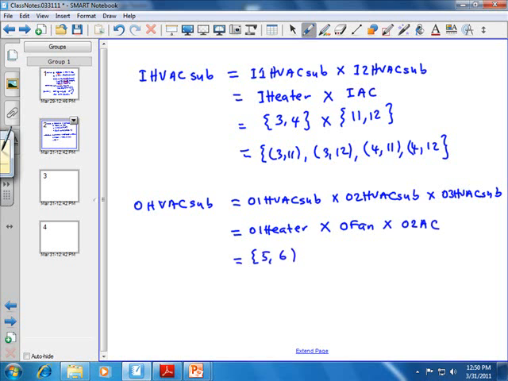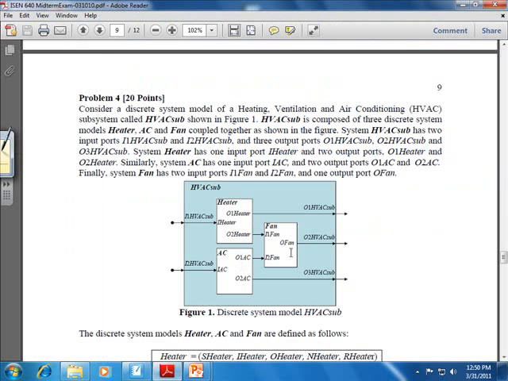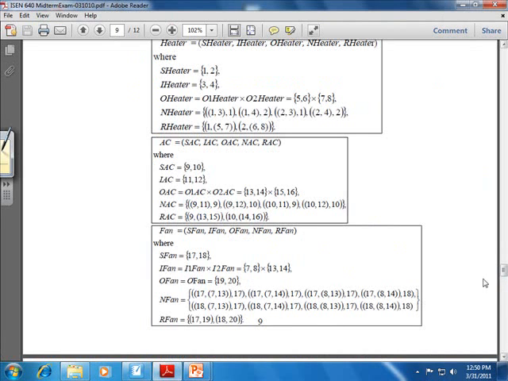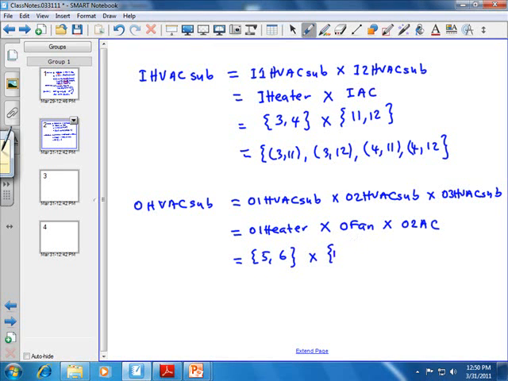This is 5, 6. And the next output is coming from the fan. So this one coming from the fan, the output from the fan, which is 19 and 20. And then we have the output from the AC, which I think is 15, 16. So we're going to take the Cartesian product of sets. We have three sets. So we're going to have triples as elements of the output set for the coupled system.